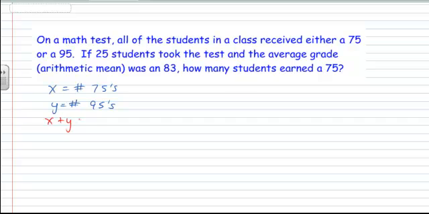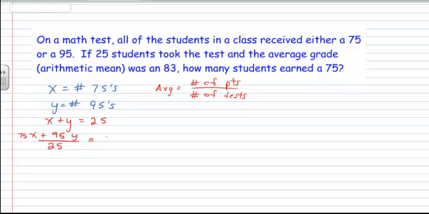Now, the other thing they're telling us about is the average, and if I'm averaging test scores, I'm adding up all the points that all the students scored, and I'm dividing by the number of tests. So I'll be dividing by 25 since there were 25 tests. If I want the sum of all the points, this is similar to adding up the number of people at tables in the previous problem. I need the number of people that scored a 75, which is x, times 75, plus the number of people that scored a 95, which is y, times 95.